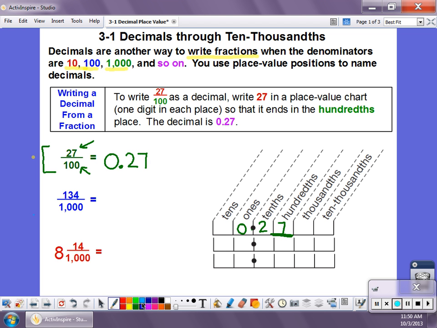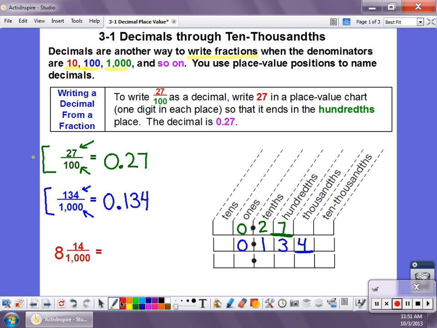Let's try the same thing for this fraction, 134 thousandths. So thousandths, 1,000 there, it tells me that my number is going to end in this place value spot because this is where my thousandths are. So again, look at your numerator, 134. And you want to write that number so the last digit is in the thousandths spot. So 134, and the 4 is in the thousandths. So again, I'll stick a 0 in front of that decimal point, and the way to write this number looks like this.